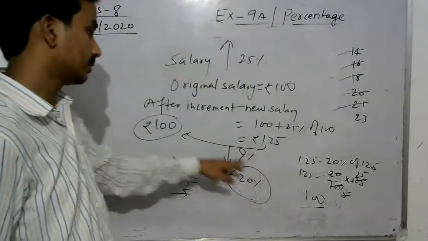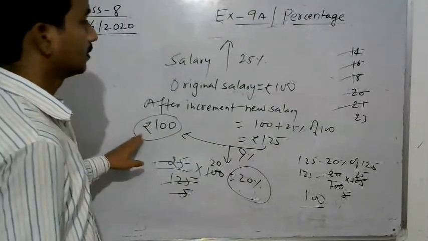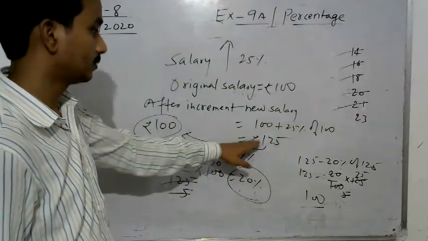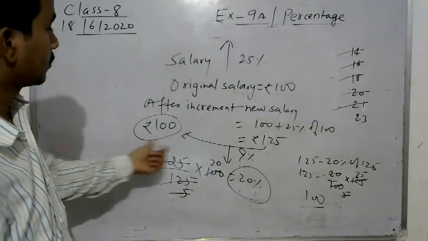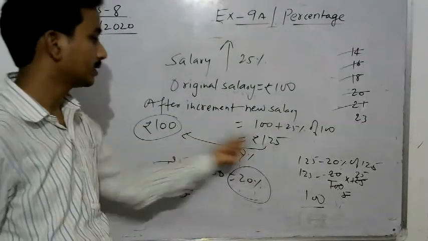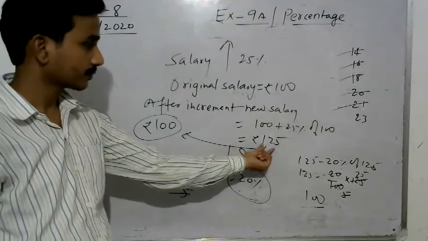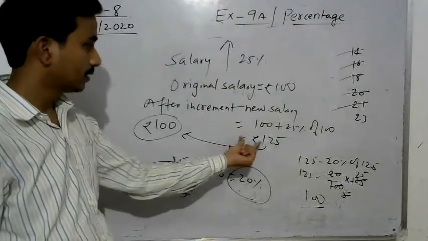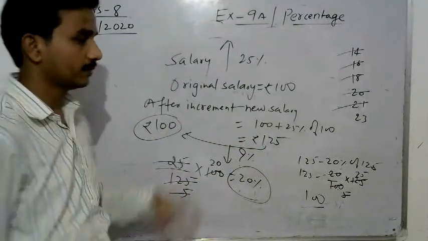The new salary should be decreased by 20%. If you decrease the new salary by 20%, you will get the original salary. The question is saying by what percent we should decrease the new salary so that we will get the original salary. So first of all, you should find the decrement in the salary. Decrement is 125 minus 100, 25, divided by the new salary, into 100. Okay. In this way, we will find the percentage.